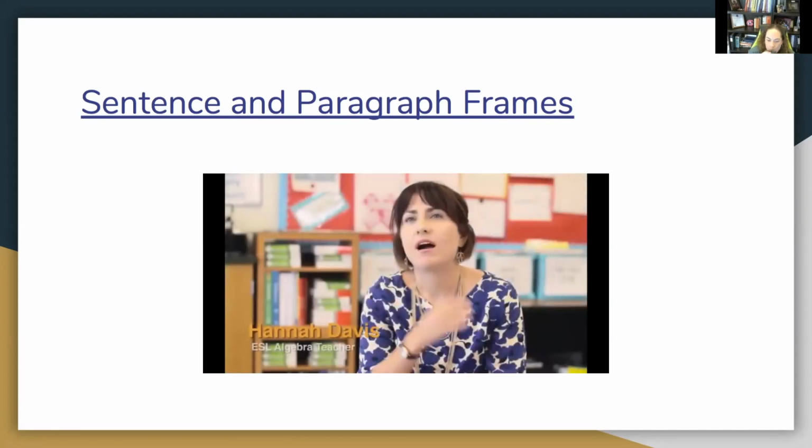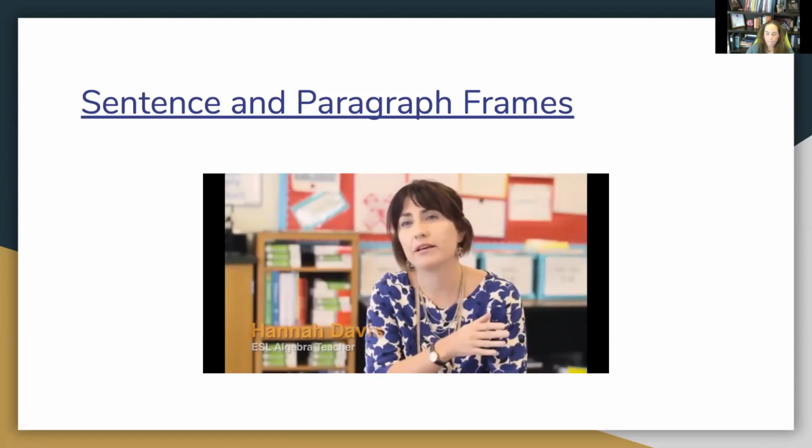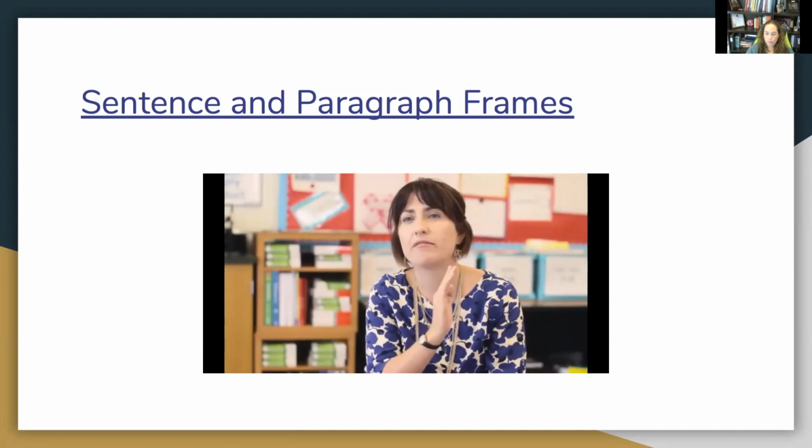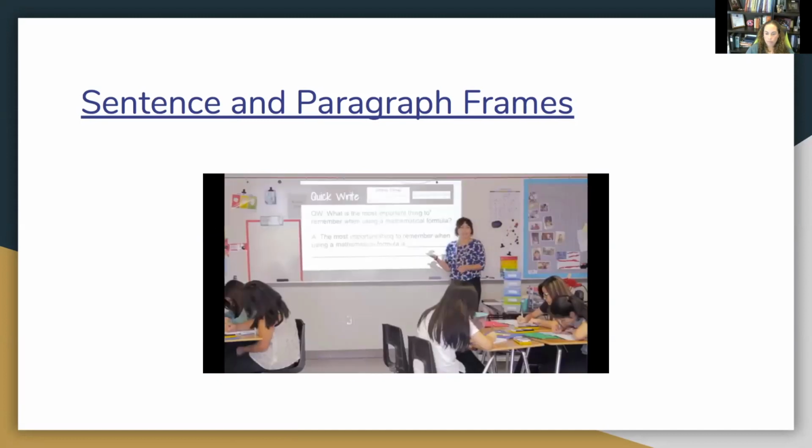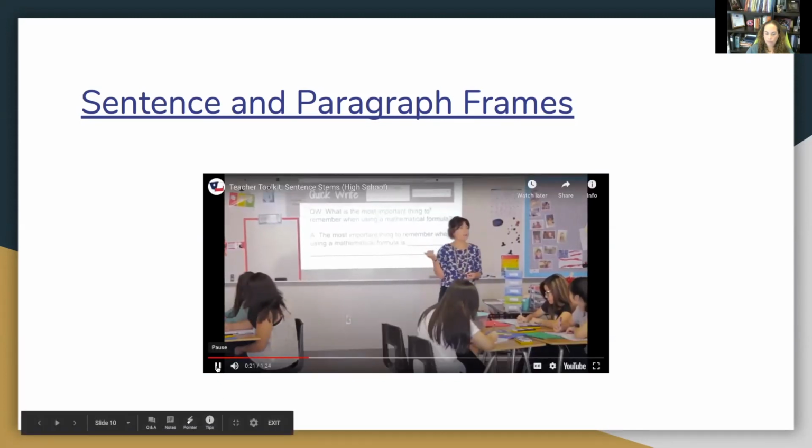Sentence stems are a part of the sentence that students can then build on to complete their thought or their sentence. So I may write the first 2 or 3 words of a sentence, and then students can.